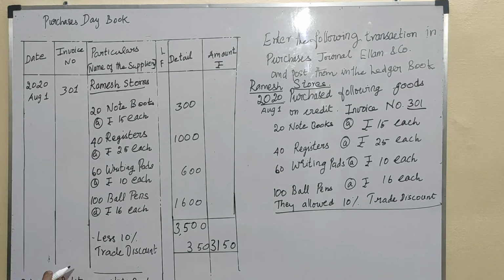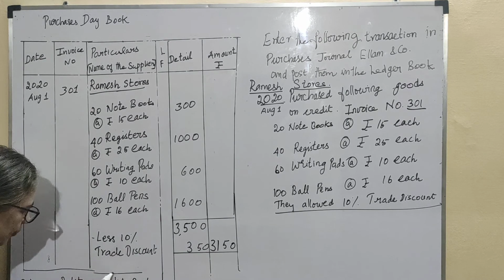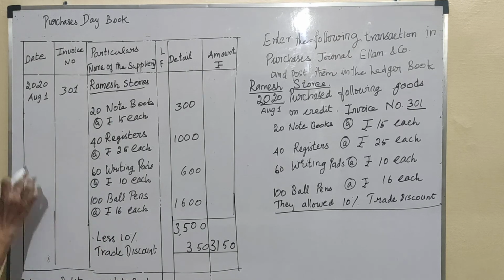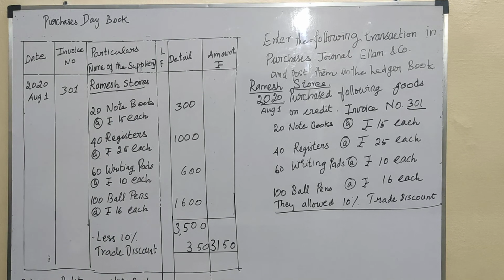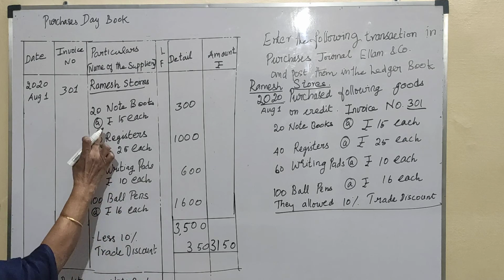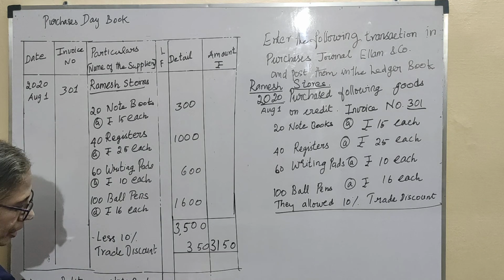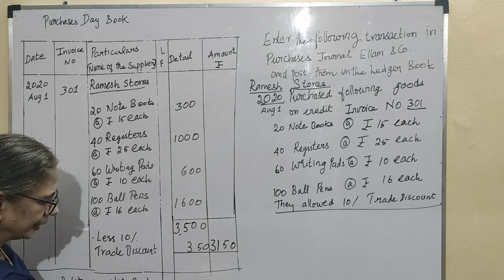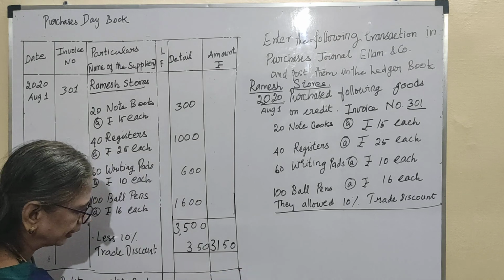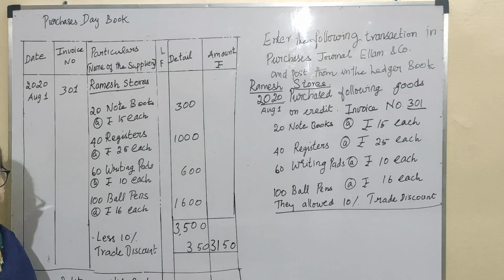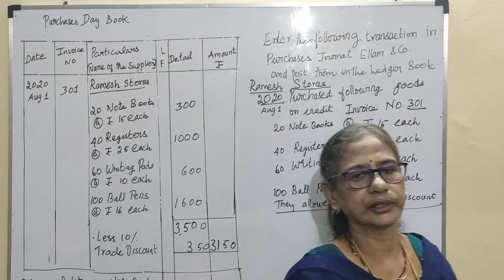Same columns: in the invoice column we are writing the debit note. Same date column, debit note column; the reason for returning the goods also we have to mention in addition to the other details. Suppose 2 notebooks were returned, at 10% discount allowed by the supplier, minus rupees 3, that is 10%. The net amount we are getting from the supplier is 27. Next we will go for the sales day book.